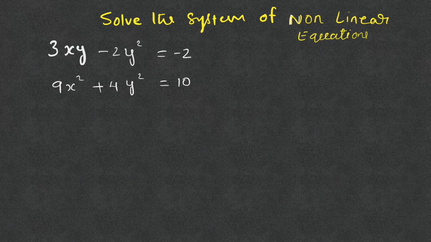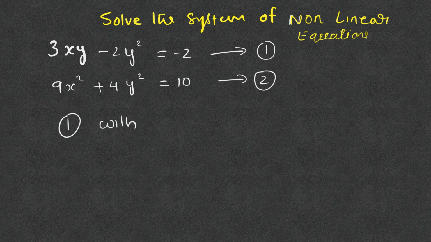To solve this system of equations, label these equations 1 and 2. We'll solve this by eliminating the term with a variable. In this case, we'll multiply equation 1 with 2 and add it to equation 2.